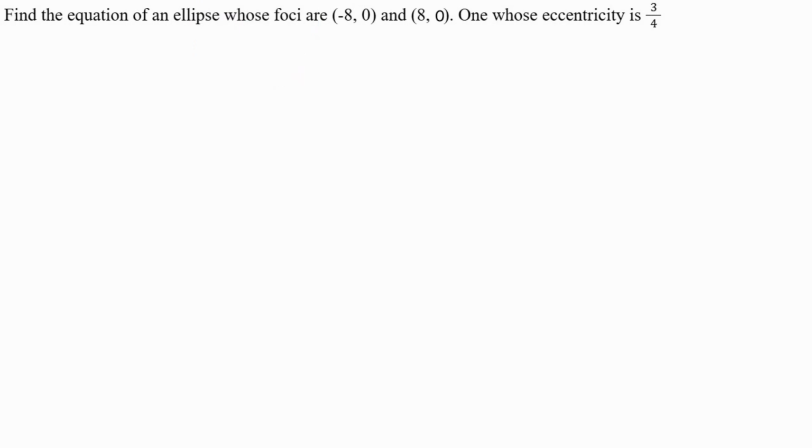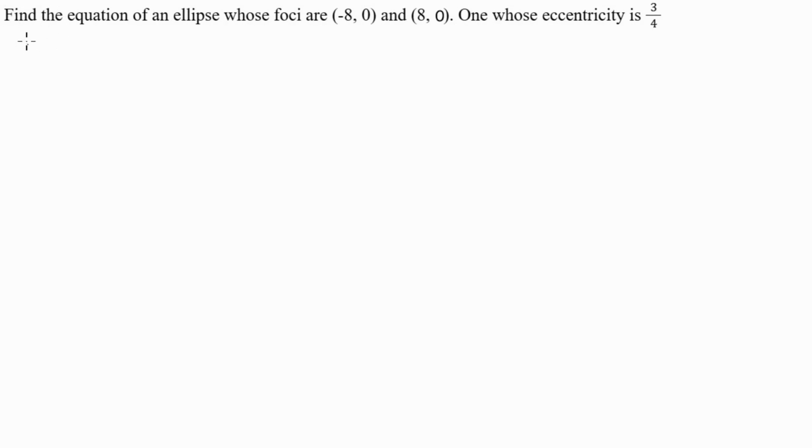Okay. Find the equation of an ellipse whose foci are (-8, 0) and (8, 0), and whose eccentricity is 3/4. Well, this one is quite different from the ones we have been dealing with, so I will make an attempt with this one. We have the foci and the eccentricity. We need the equation of the ellipse.